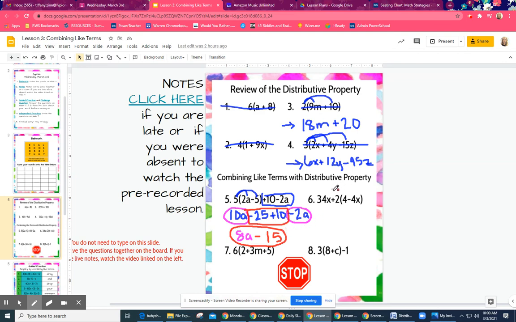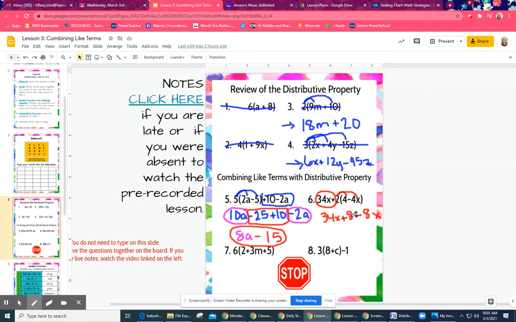Let's do another one. On number 6, the parentheses are at the back end of it, but you still have to do it first. So we're going to do 2 times 4 first, which is 8. Keep the minus sign. And then 2 times 4x is 8x. The part that I still have is this. And I'm going to rewrite it at the beginning, including the plus sign.